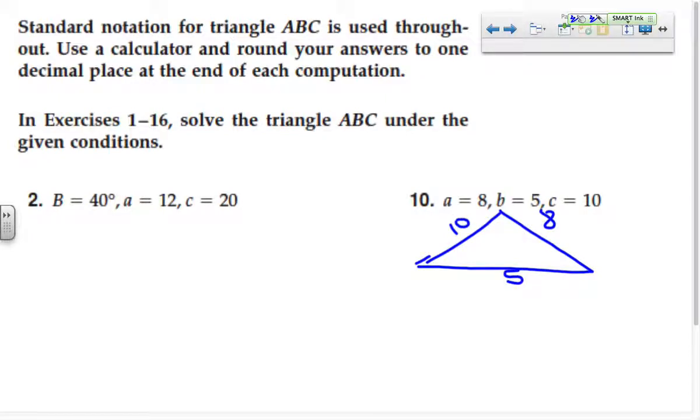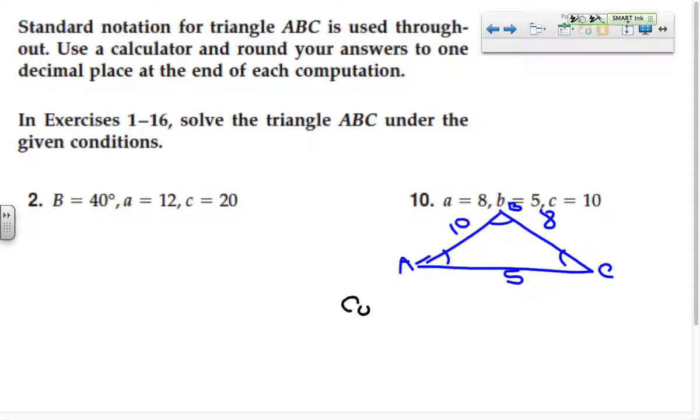So the opposite of 5 is B. Opposite of 8 is A. Opposite of 10 is C. So those are the angles. I'm looking for all 3 angles. I only have to solve it twice, then I can do 180 minus the other two. So I'm going to use that second formula that was on the board there.